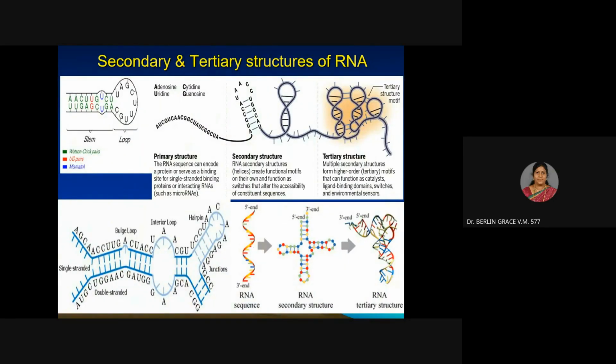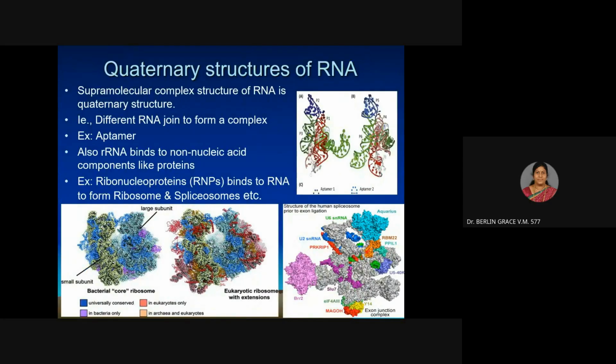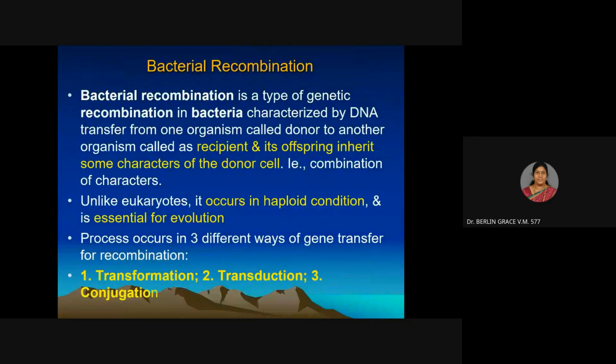RNA also has secondary and tertiary structure because of self-complementary folding and base pairing. The higher order folding is tertiary, as you see in the tRNA, and the secondary structure is the simple cloverleaf structure. This RNA can also knot itself, with more RNAs forming a complex quaternary structure, for example an aptamer, or it can bind with proteins and form complexes such as RNPs, the ribosome, the spliceosome, and so on. They are examples of the quaternary structure of RNA.